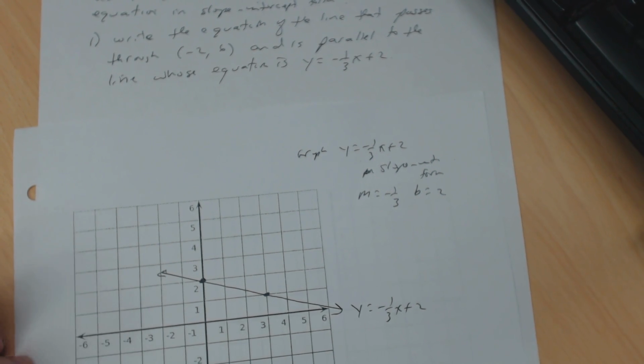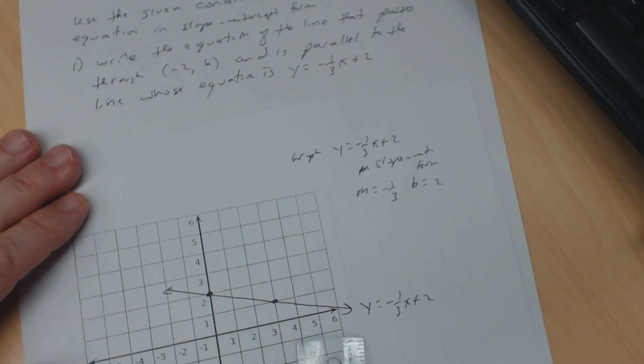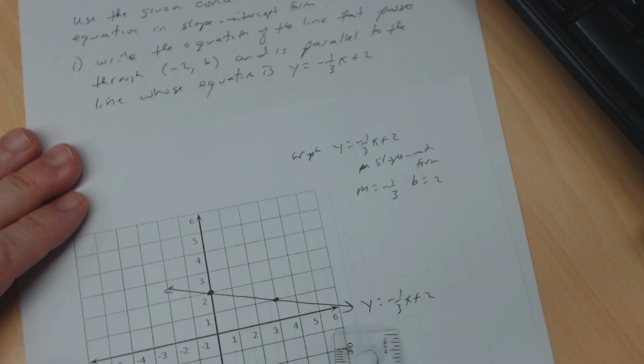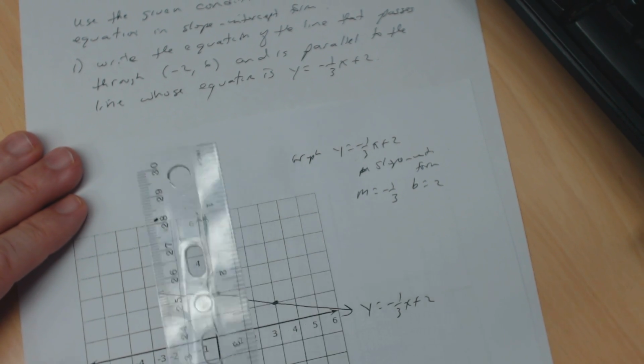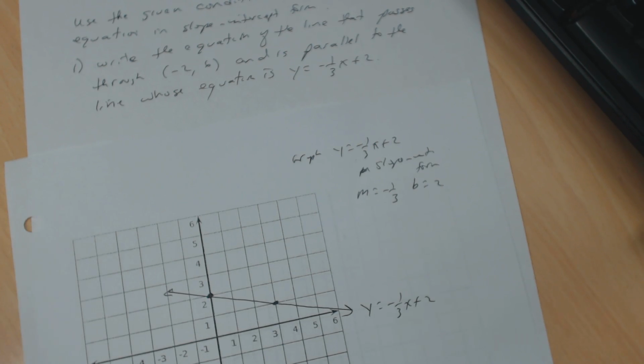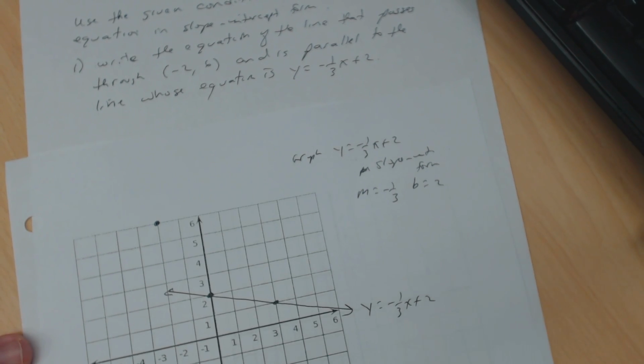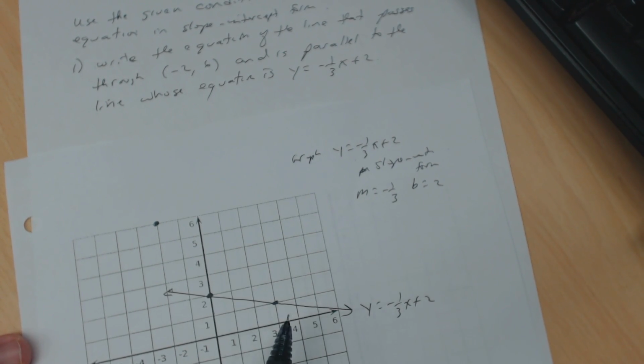Okay? All right, but it's important that you see this: what I'm interested in is not the equation of this line. I don't want to find that. I already know what that is. What I'm interested in is the equation of the line that passes through this point. So here's negative 2, 6. So let's look at negative 2, 6. Negative 2, 6 is here. Okay? And is parallel to this line.